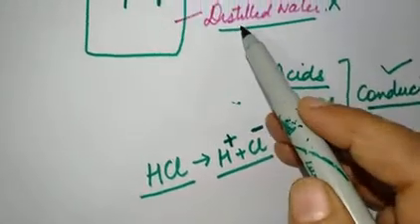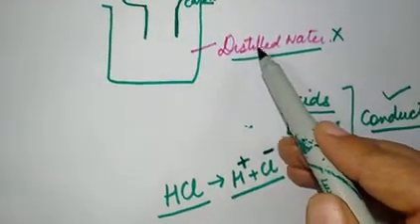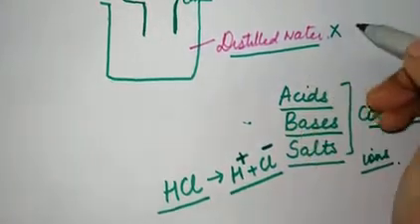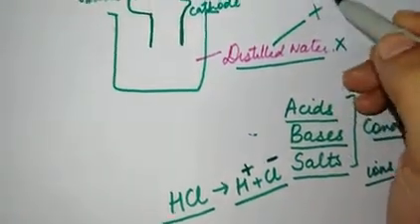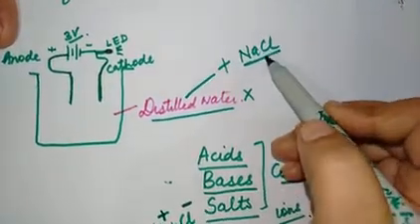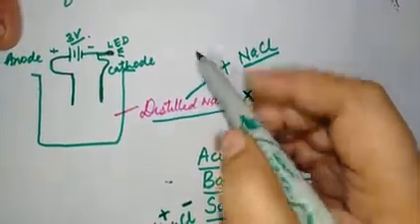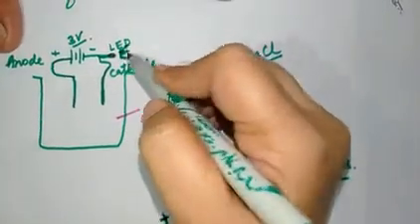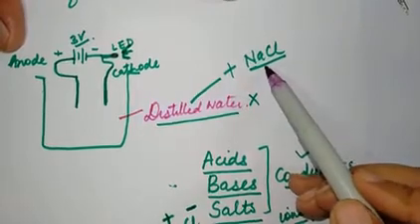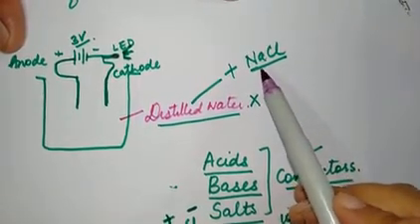So here when we test distilled water, suppose I want to make this distilled water a conducting liquid, then the process is, I can add salt. Your common salt is NaCl. So when I add NaCl to it, you will see that this LED starts glowing. Why? Because now it has salt in it, so it becomes a conducting liquid.